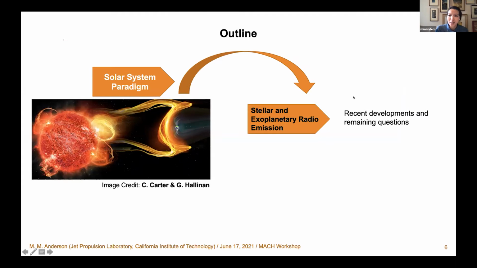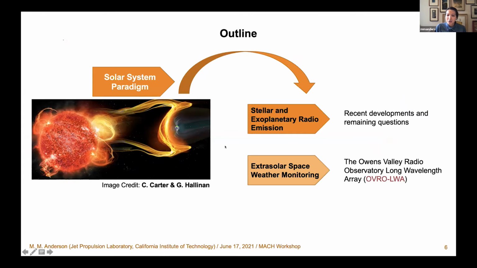So moving on from our solar system paradigm, I'll quickly go through recent developments in this field and remaining questions. I'll also discuss the method we've been using to sort of open up this field of extrasolar space weather monitoring with the Owens Valley Radio Observatory Long Wavelength Array, which is a low frequency radio telescope. And I'll briefly mention the future of this field in terms of space-based arrays.